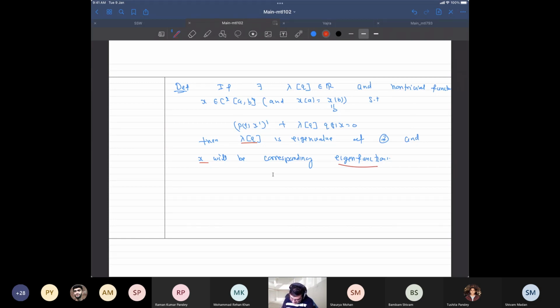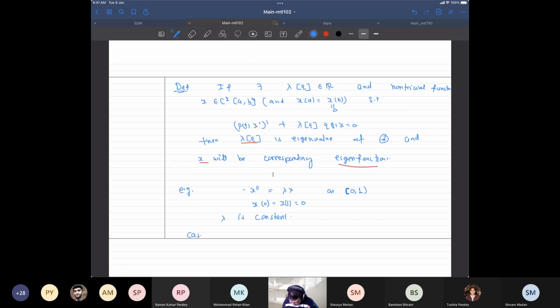So to start with, let us look at a very simple test case. If you take minus x double prime is equal to lambda x on, let's say, the open interval 0, 1 with the boundary condition x(0) is equal to x(1) is equal to 0, and lambda is constant. You know how to solve this problem, right? This is a constant coefficient case, so we'll go one by one.